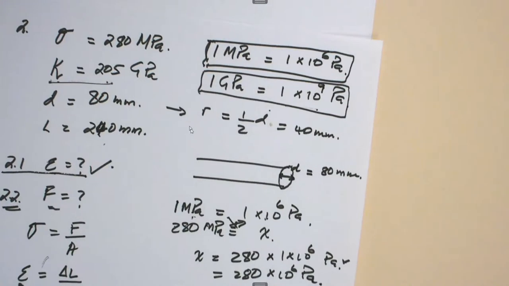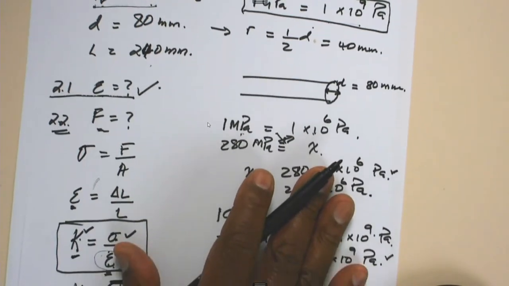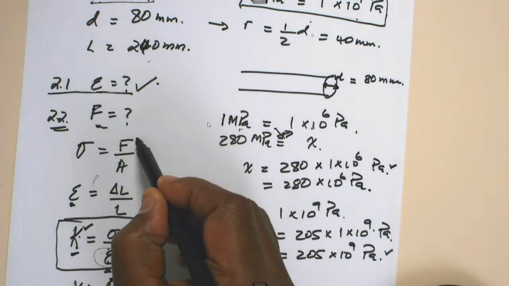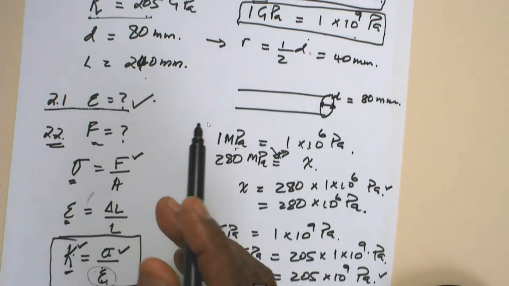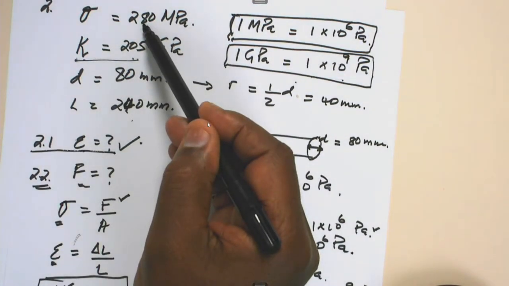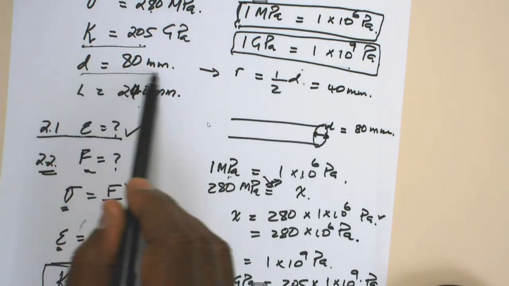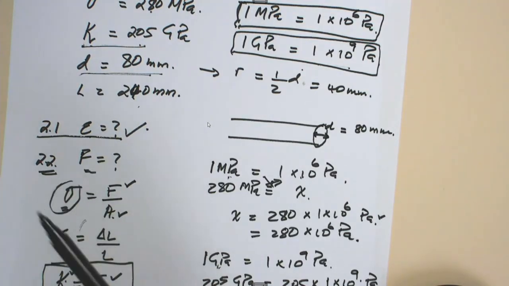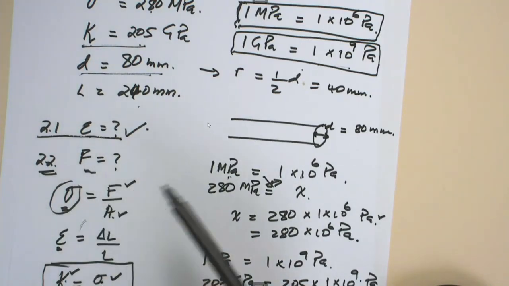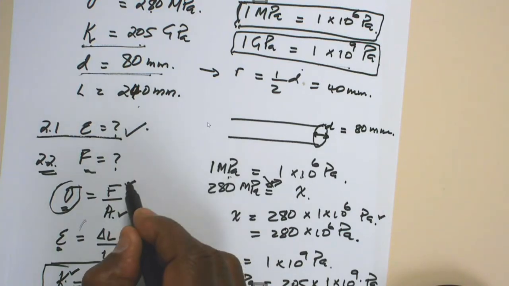The relevant formula that we have is given there. The one which has force is this one. We have the stress given there. We have the diameter of the bar here, so we can calculate the area, and we need to calculate the stress. This one is similar to the ones that we have done really. If we can identify, we have to calculate the force. This is what we have to calculate.